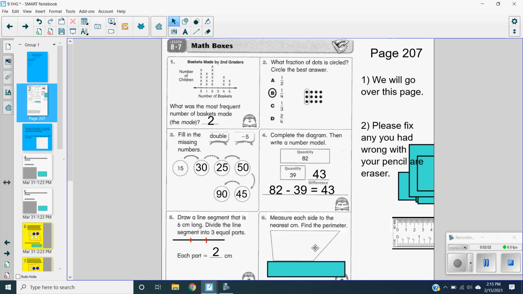For question 6, measure each of the 4 sides to the nearest centimeter, then add up those 4 sides, and you should have had a perimeter of 18 centimeters. Double check to make sure you have this page correct before moving on to the next part of the lesson.